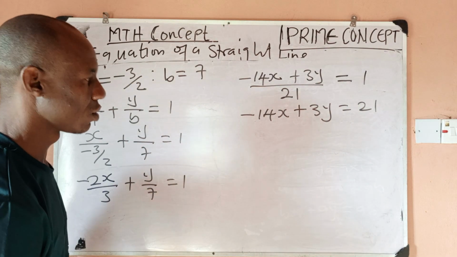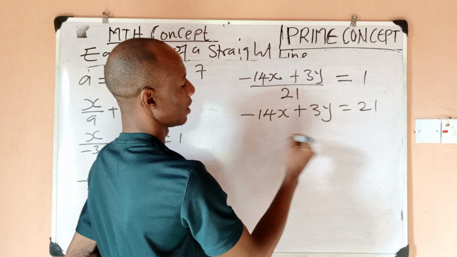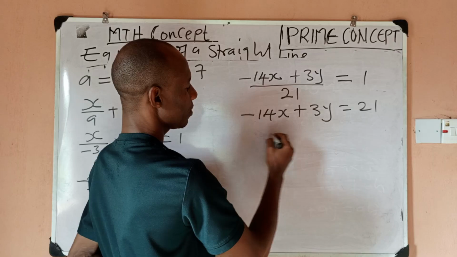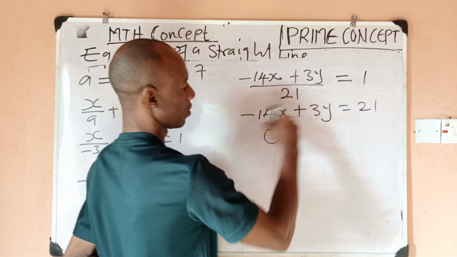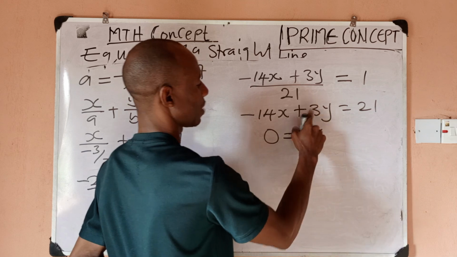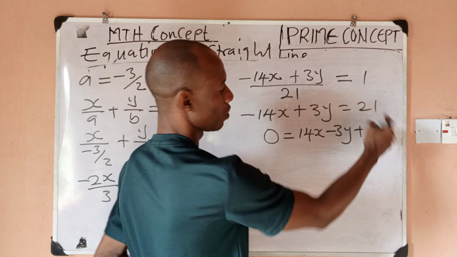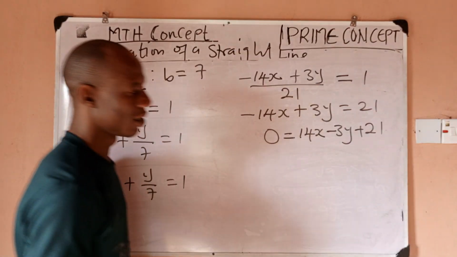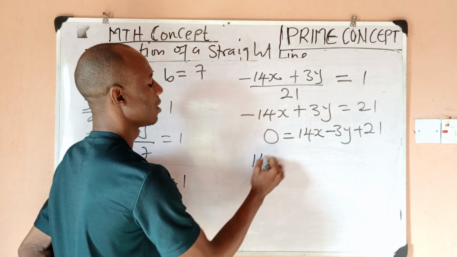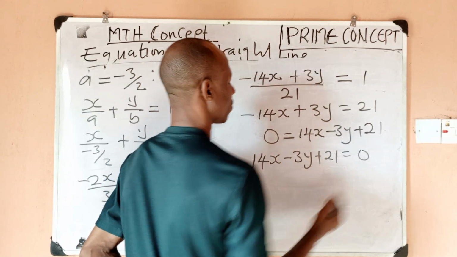A better way to write this is, if I take this to this side, I'll have 0 on this side. So when this crosses, it becomes 14x. When this crosses, it becomes minus 3y. Then they are going to meet this, which becomes plus 21. So we can write this by saying 14x minus 3y plus 21 equals 0.